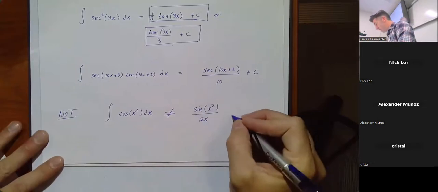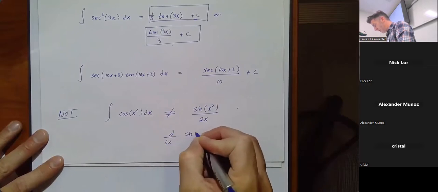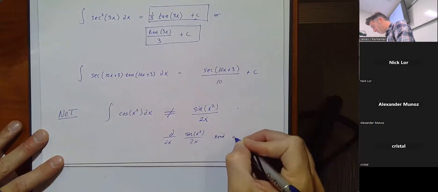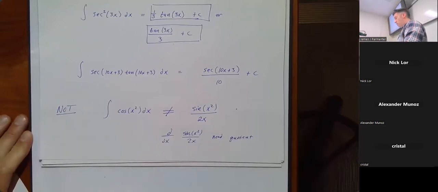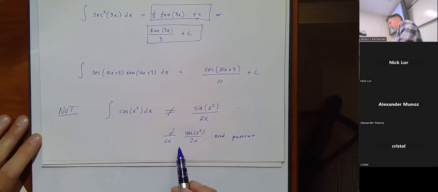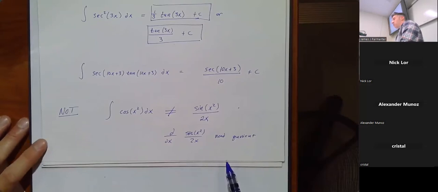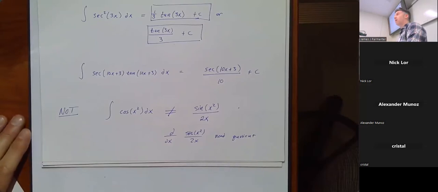So here, if you want to find the derivative of sine of x squared over 2x, you need the quotient rule. And you're definitely not going to get back to just cosine of x squared. You're going to get 2x times cosine of x squared times 2x minus sine of x squared times 2, all over 2x quantity squared. That's definitely not cosine of x squared.